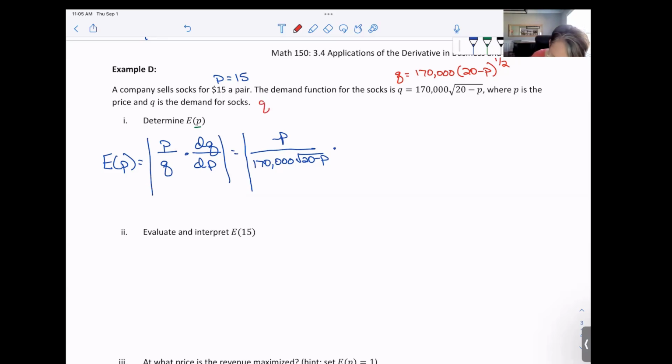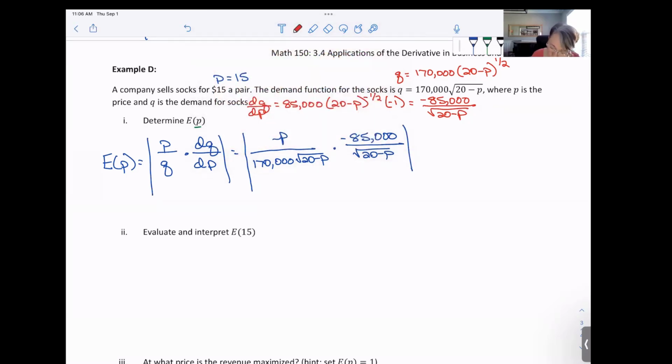So let's do that kind of out here. So Q prime, or derivative of Q with respect to P, multiply the front by 1/2, we get 85,000, subtract 1, and so we get a negative 1/2 exponent. And then the derivative of the inside is 0 and a negative 1, so we just get a negative 1. So that derivative, if we clean it up, we have a negative 85,000 divided by the square root of 20 minus P. So let's plug that guy in there. Negative 85,000 divided by the square root of 20 minus P.